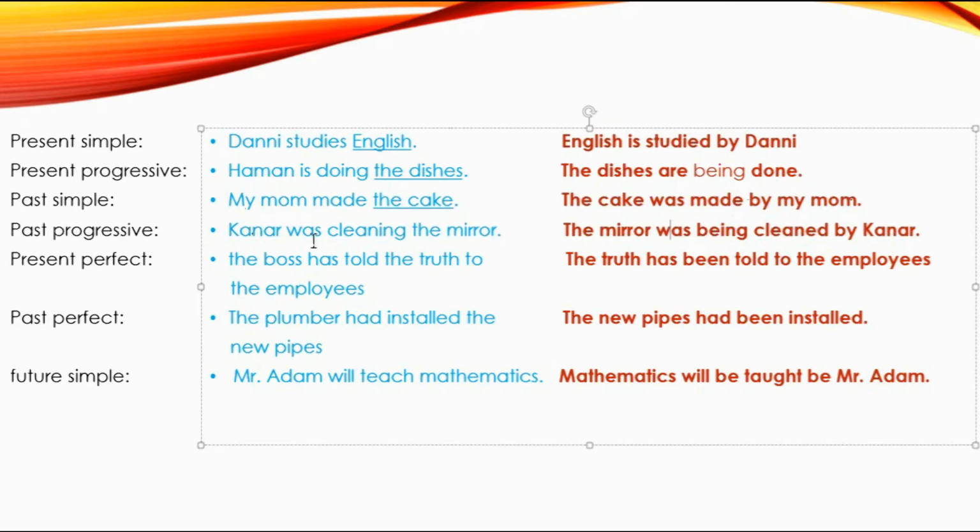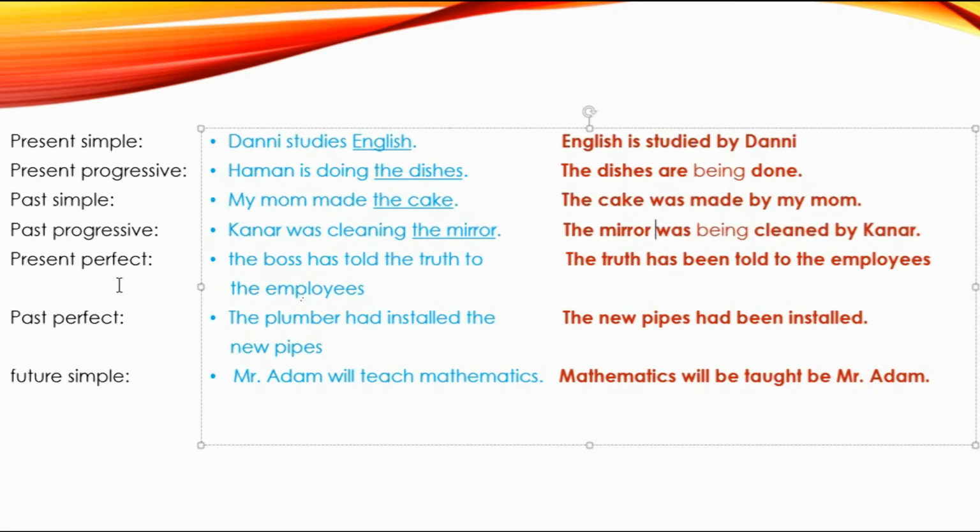What about past progressive? Kanar was cleaning the mirror. So was cleaning I have in my past progressive form of sentence. The mirror is my object. So when I change it to passive, it becomes my subject, right? The mirror was being, right? The being is still there. It doesn't change, as I explained that part to you before. All right. Okay.